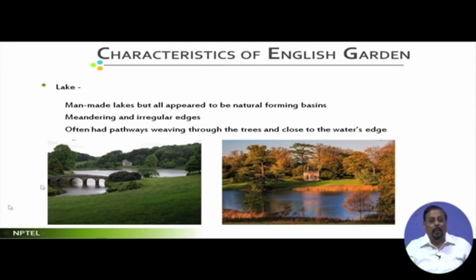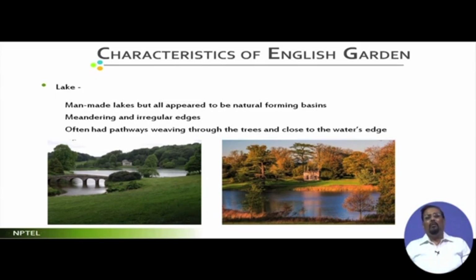Okay, here see, all these edges are meandering, irregular. They have deliberately kept it so that it looks natural. So in the English landscape, though everything is highly constructed, it looks so natural.